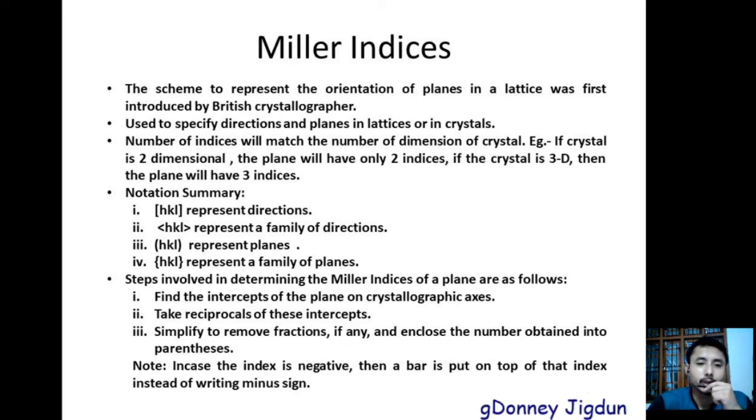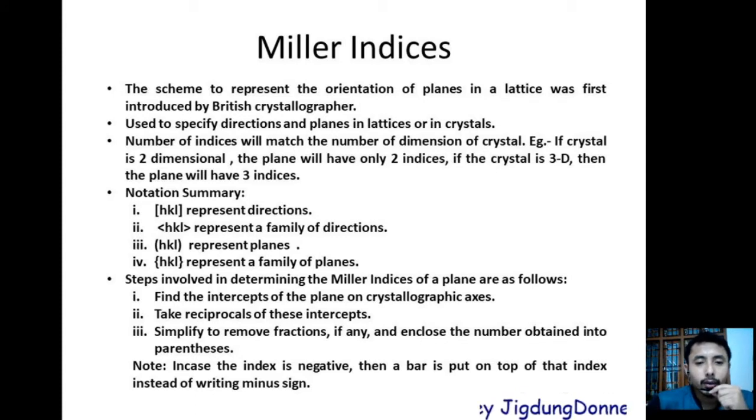Here I have given a notation summary. If we enclose these three Miller indices within square brackets, then it represents the direction of the plane. If we enclose these Miller indices within angular brackets, then it represents the family of directions. If we want to represent the plane, then we enclose the Miller indices within parentheses. And if we want to represent the family of planes, then we enclose the Miller indices within curly brackets.